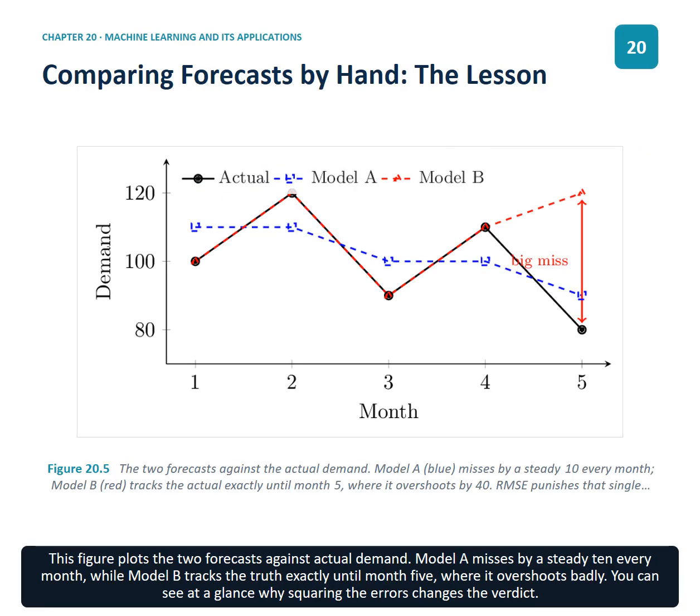This figure plots the two forecasts against actual demand. Model A misses by a steady 10 every month, while Model B tracks the truth exactly until month 5, where it overshoots badly. You can see at a glance why squaring the errors changes the verdict.